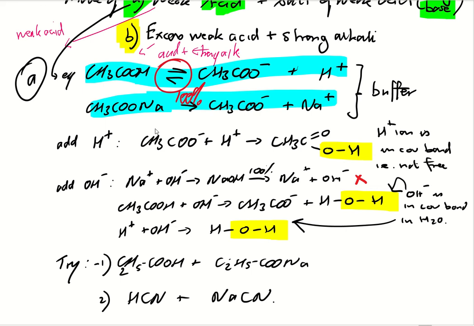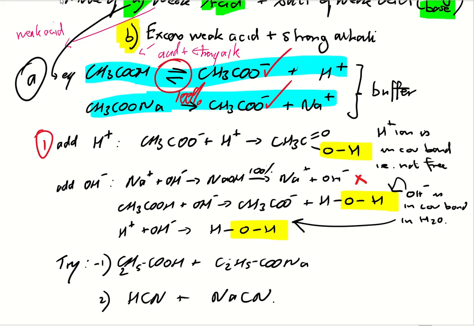Well, let's look at number one here. Let's look at adding some hydrogen ion, some acid, to the buffer, and let's see what might happen. In the buffer above, we have two sources of ethanoate ions. Hopefully you can see them. Okay, two sources of ethanoate ions.